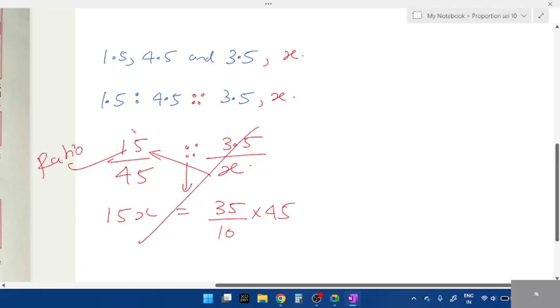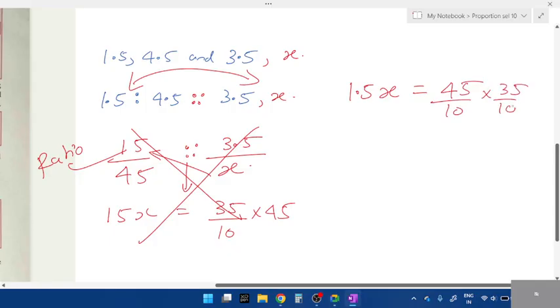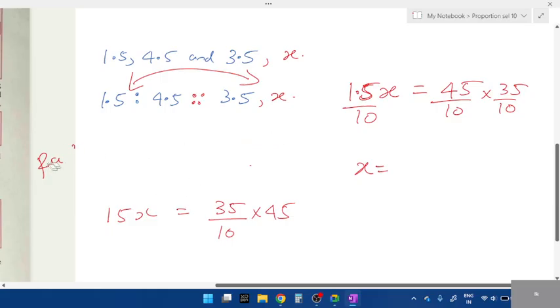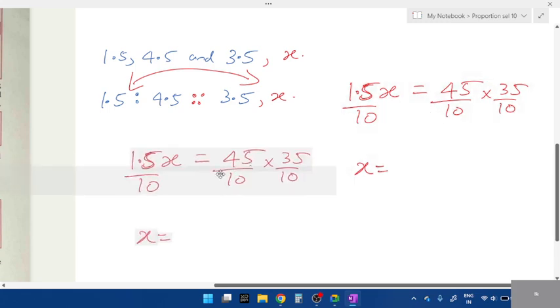If you want, use this, or what's the formula I told? Product of mean is equal to product of extreme. What is product of extreme? We have 1.5 into x should be equal to, what is product of mean? I'll write 45 into 35 divided by 10. 1.5 I can write as 15 by 10. Okay, so just ignore this ratio concept. I don't know how they would have taught in school. The easiest form is the formula method. Product of mean is equal to product of extreme.